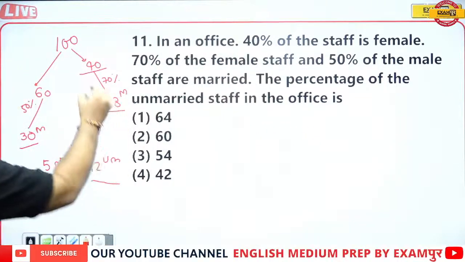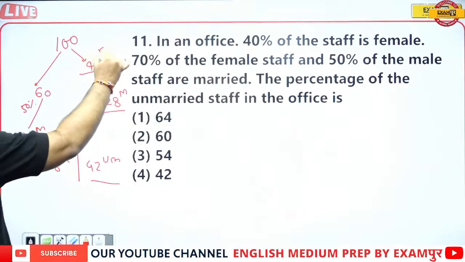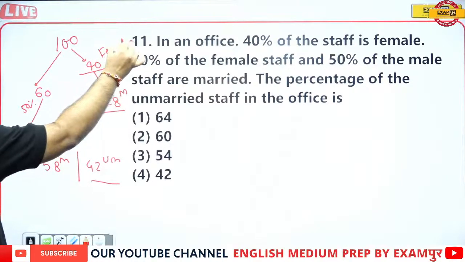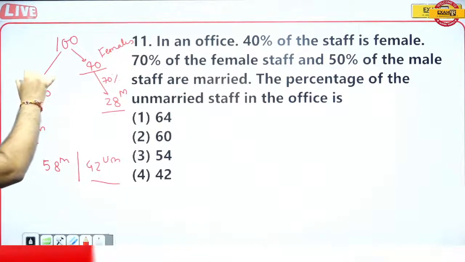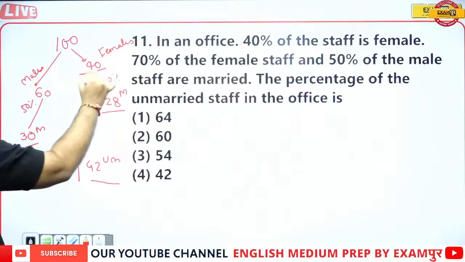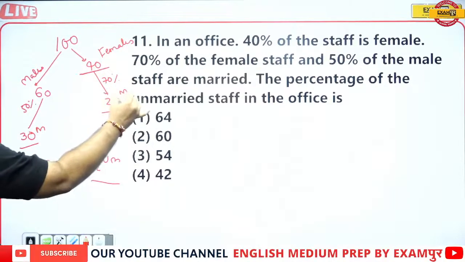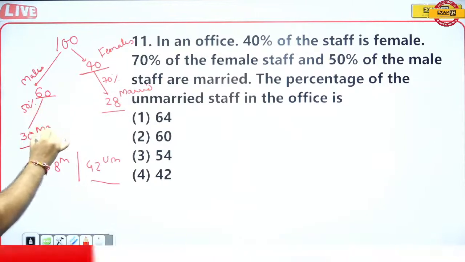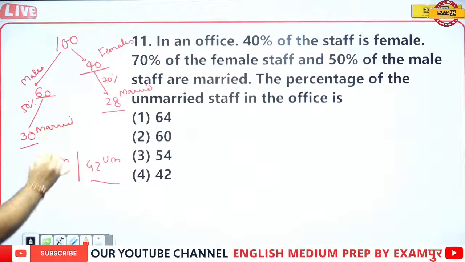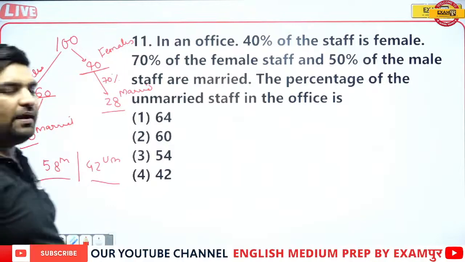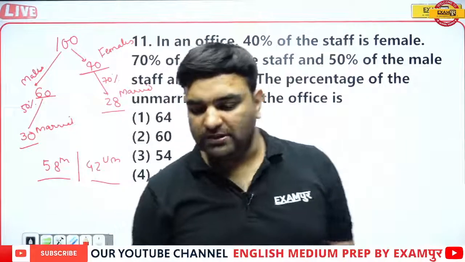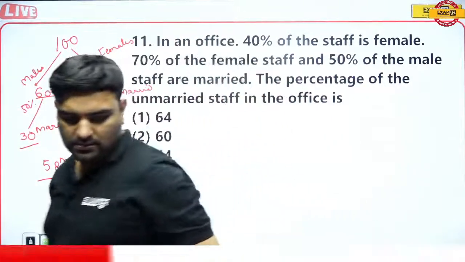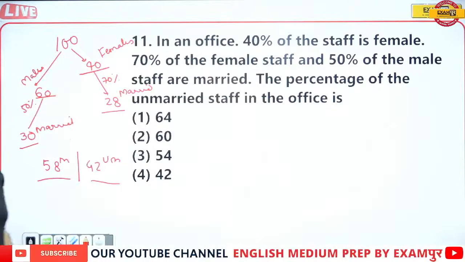Out of 100, 40 are females. So remaining 60 are males. Out of 40 females, 70% are married. And out of 60 males, 50% are married. So married are 58, unmarried are 42. So 42% are unmarried. Next.